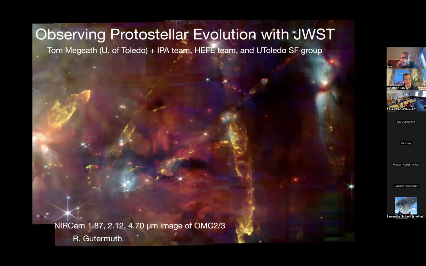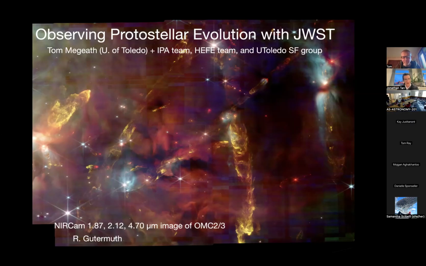It's a great pleasure to welcome Tom Megeth to give us a talk this week from University of Toledo. Tom received his PhD in 1993 from Cornell. He had positions at the Max Planck Institute for Radio Astronomy, MIT Haystack, and the Smithsonian Center for Astrophysics in Cambridge, Massachusetts, where, as I understand, you were part of the IRAC instrument team building the camera for Spitzer, which was, of course, very successful.